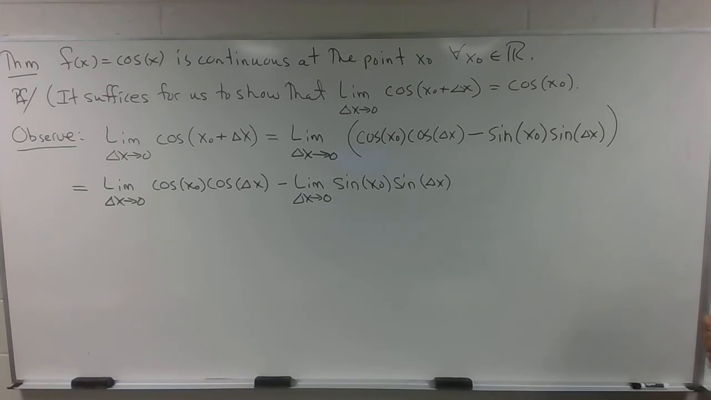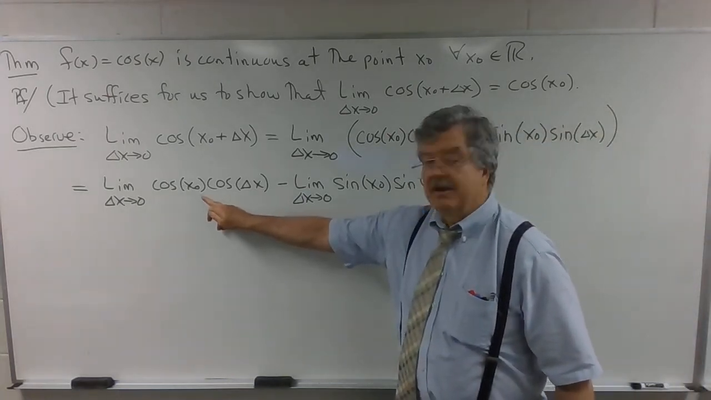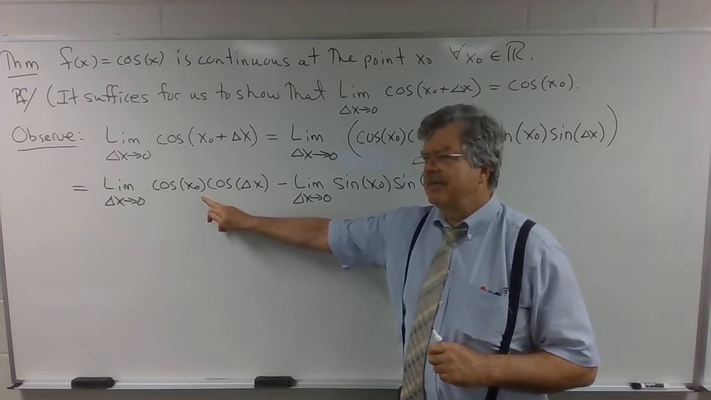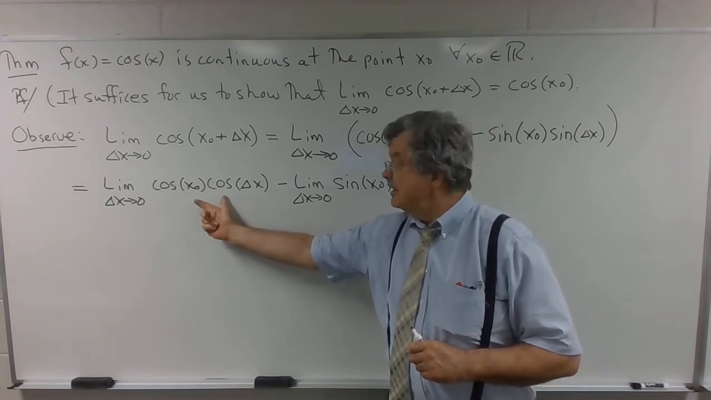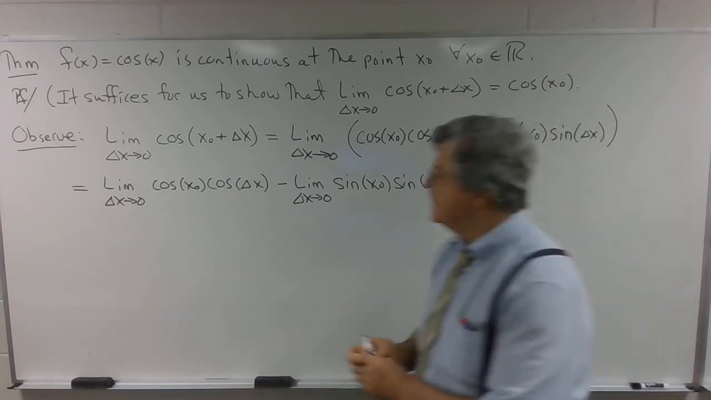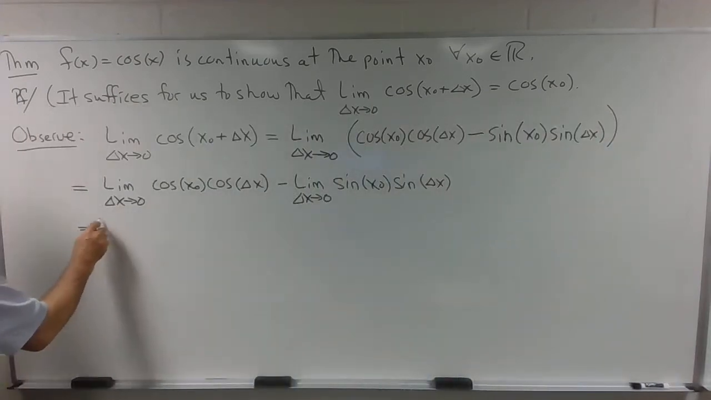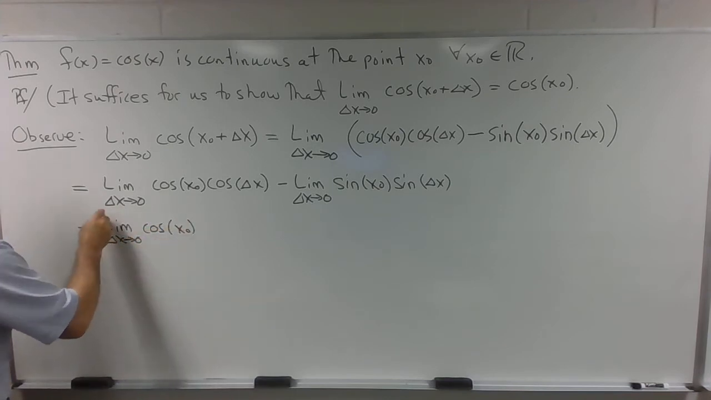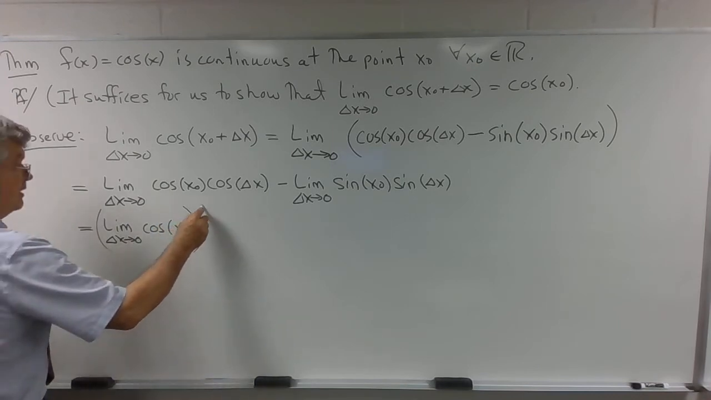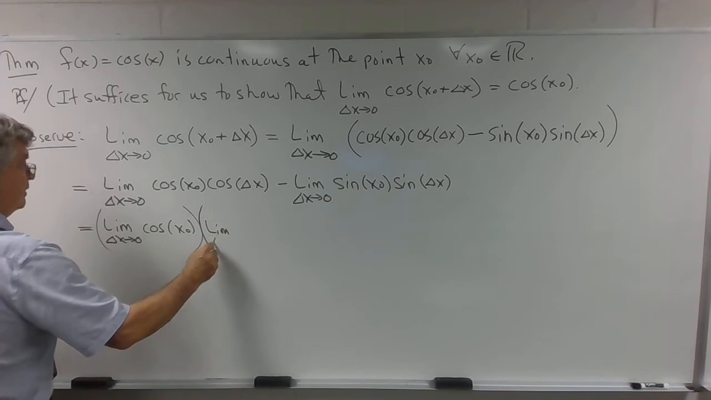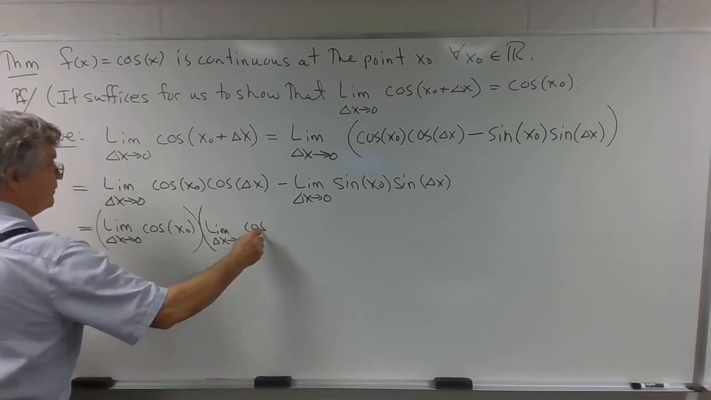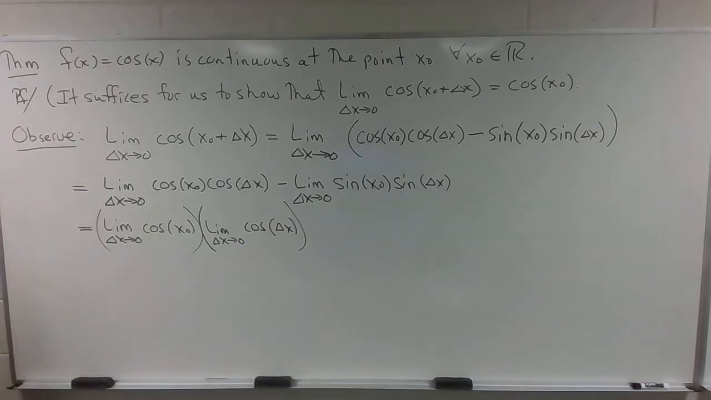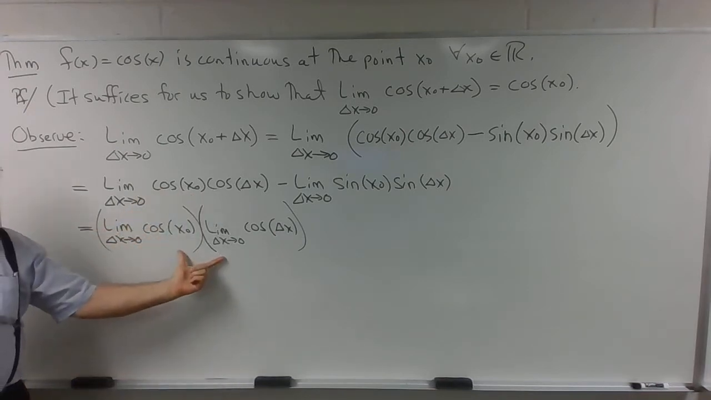Now what should we do next? Here we have the limit of a product, and we know that the limit of a product is the product of the two limits. So we can apply that fact here and here. So this will become the limit as delta x goes to 0 of cosine of x naught, so that's the limit of the first, times the limit of the second, the limit as delta x goes to 0 of cosine of delta x. So the limit of a product is the product of the two limits.